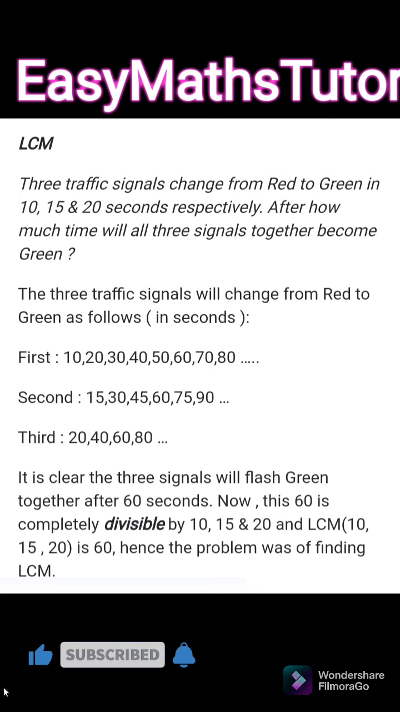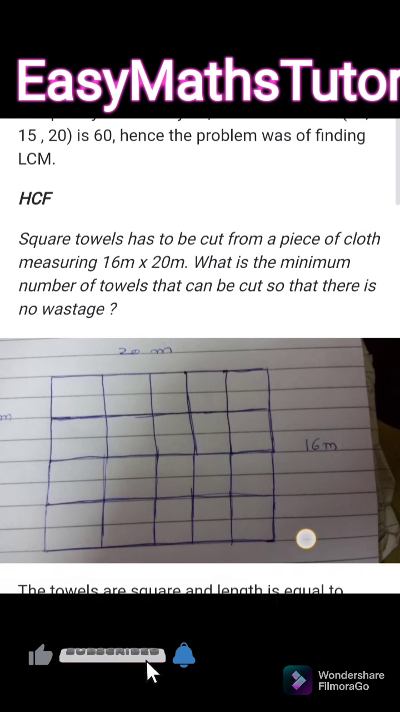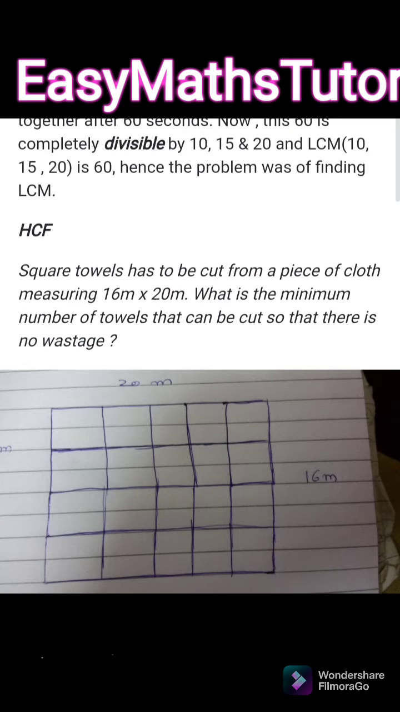Now, this 60 is completely divisible by 10, 15, and 20. And the LCM of 10, 15, and 20 is 60. Hence, this problem is a real-life example of an LCM problem. Now, let's take a quick example of an HCF problem.